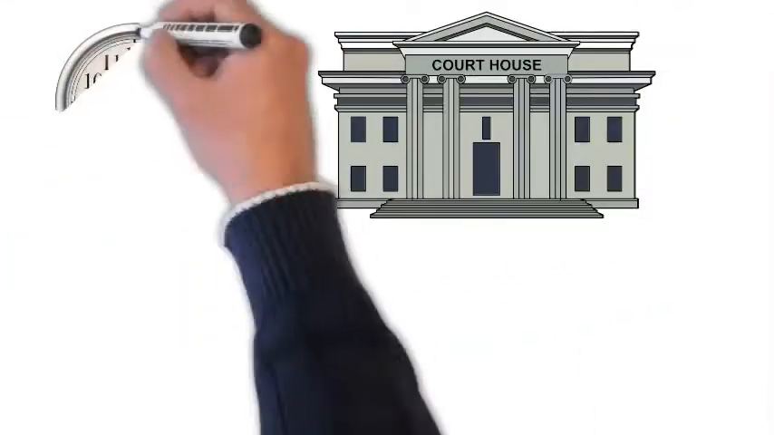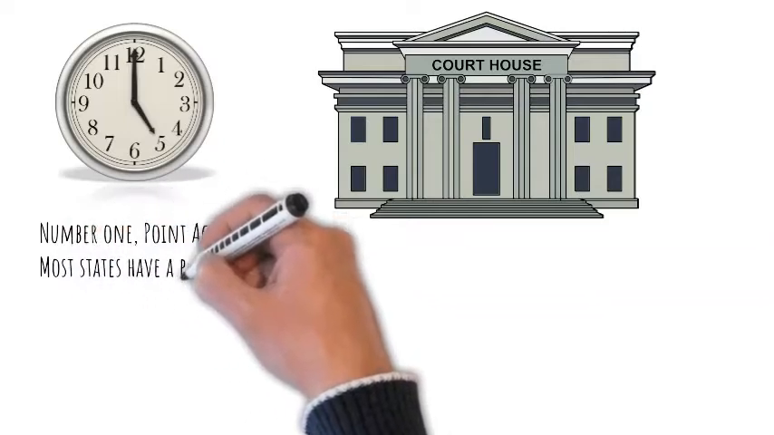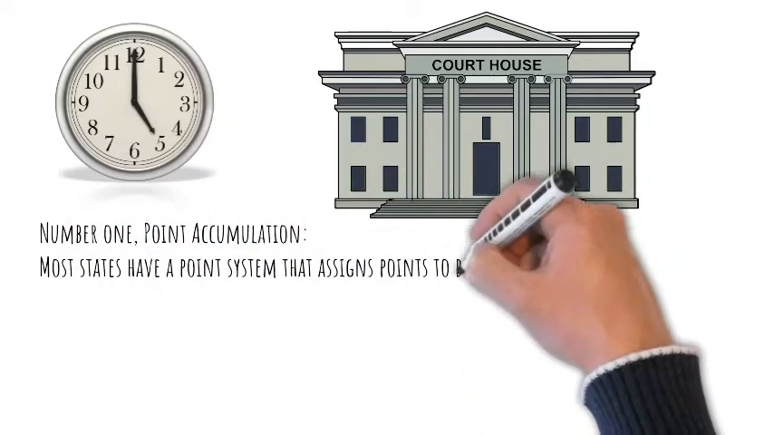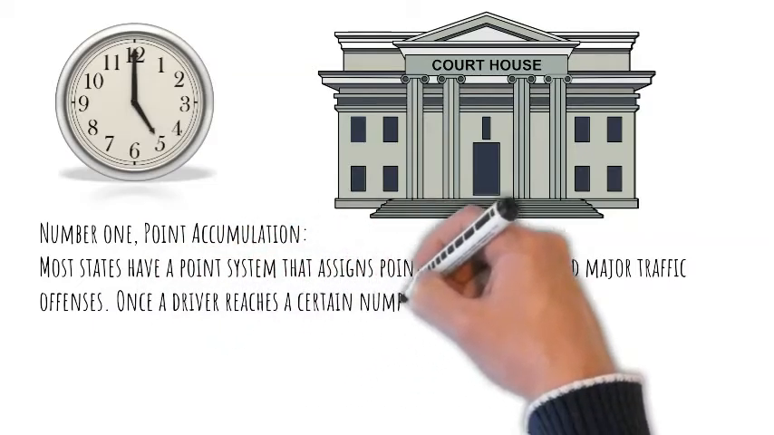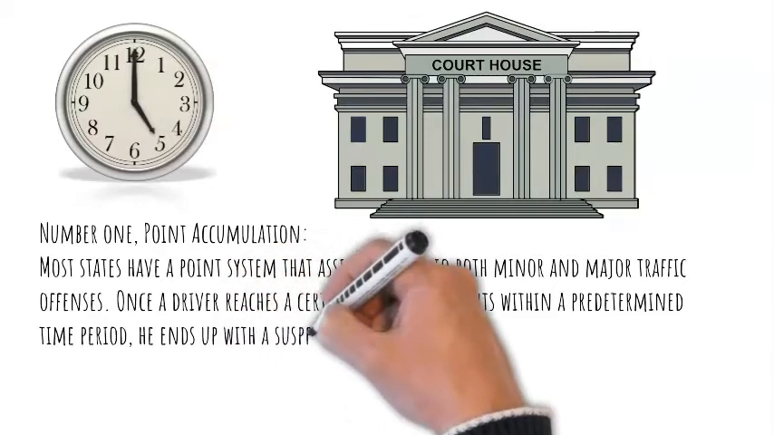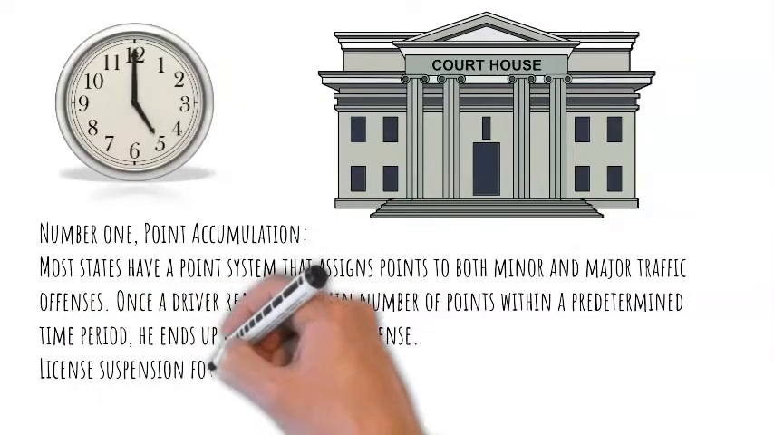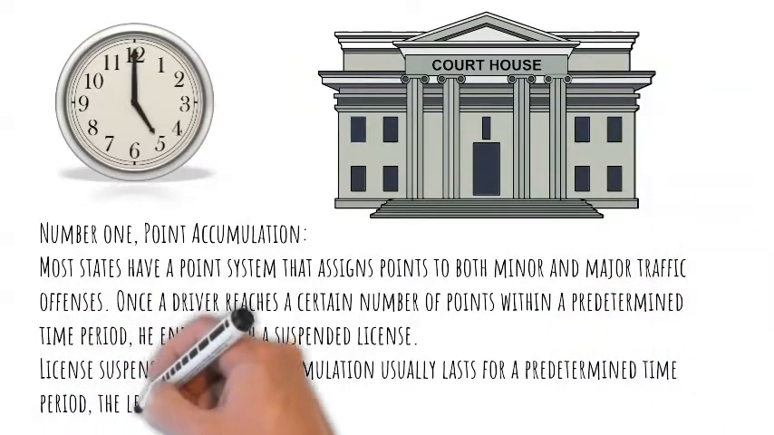Number 1. Point accumulation. Most states have a point system that assigns points to both minor and major traffic offenses. Once a driver reaches a certain number of points within a predetermined time period, he ends up with a suspended license. License suspension for point accumulation usually lasts for a predetermined time period, the length of which depends on the number of points.